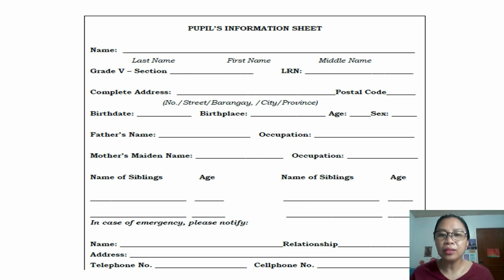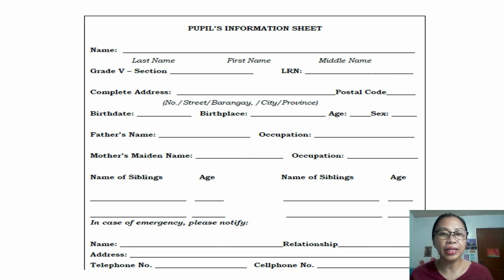Now, what you are going to do is to go back to this pupil's information sheet and make sure that your answers are all correct. If not, you have to erase that, and you have to fill in the correct information. So you are going to do this offline or in our asynchronous lesson again.